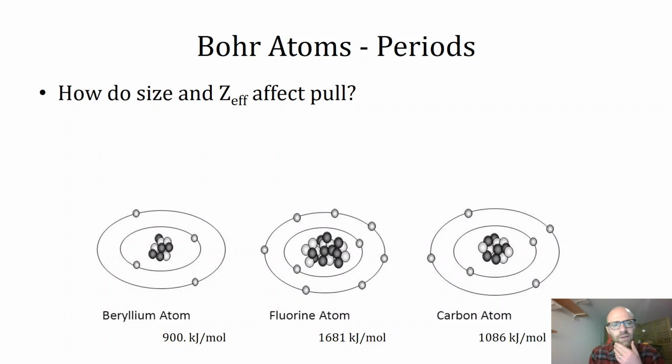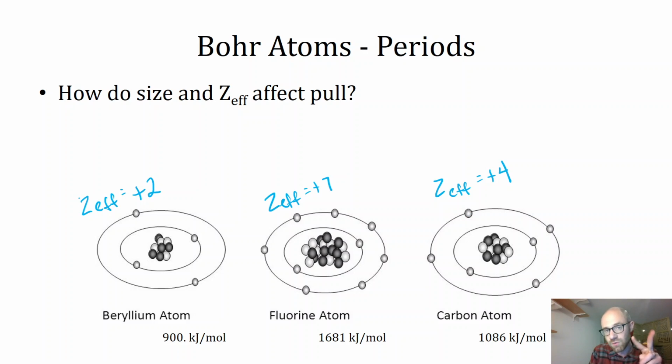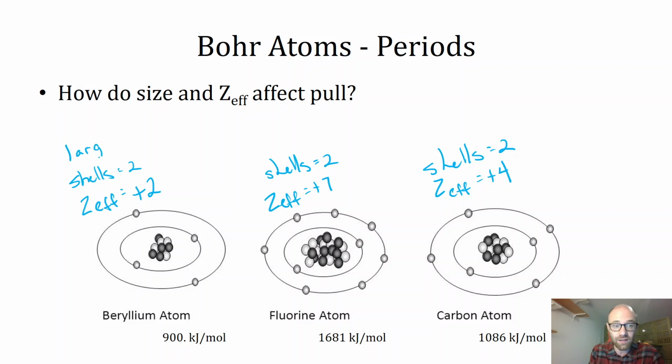As we go across a period, let's just remind ourselves from the numbers before. We've got +2, +7, and +4 as our effective nuclear charges. In this case, we've got two things to consider. We can say the number of shells, and we can say the size. Beryllium is relatively, we're just going to label them relatively, large. The fluorine is relatively small, and the carbon is relatively medium size. So if we were to rank them, the largest would be beryllium, the smallest would be fluorine.